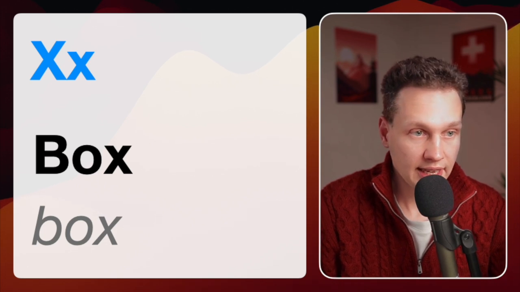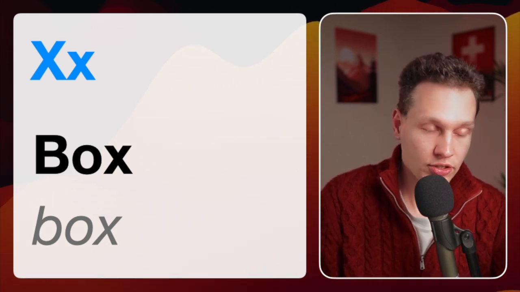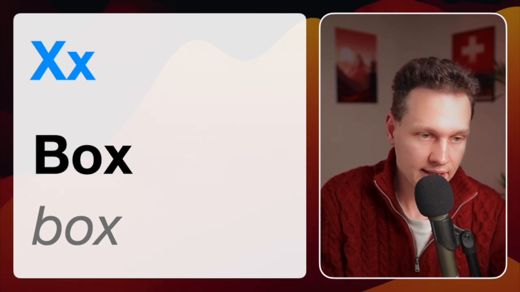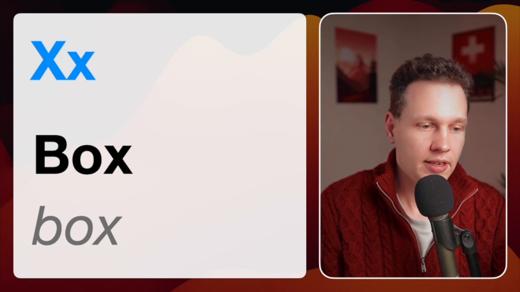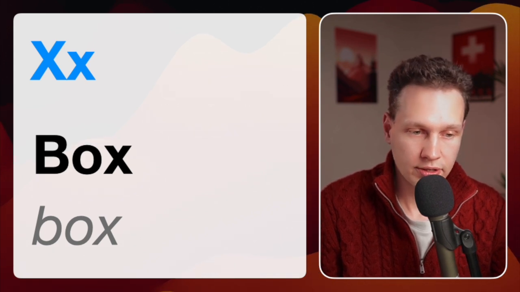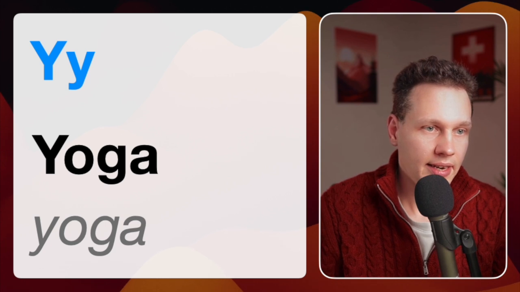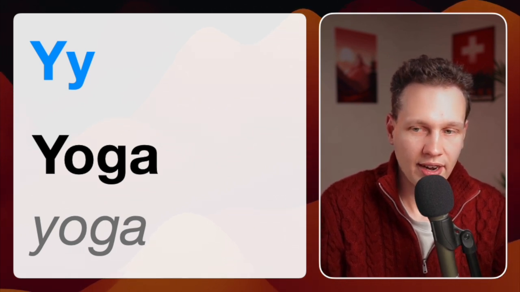X. This is another very rare one. We have a few words that start with X, for example, the xylophone, the musical instrument, but they are super rare. So I chose a more frequent word that you actually find as a beginner, but the X is not in the beginning, and that word is box. It's also the same as the English box, and in German it's also box. And then Y, as in yoga, yoga.